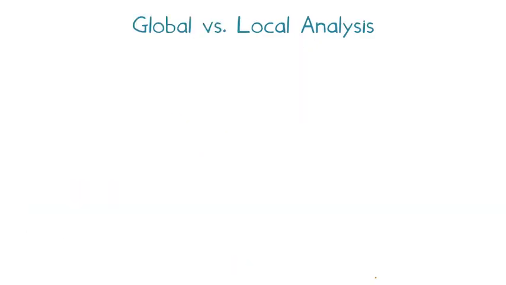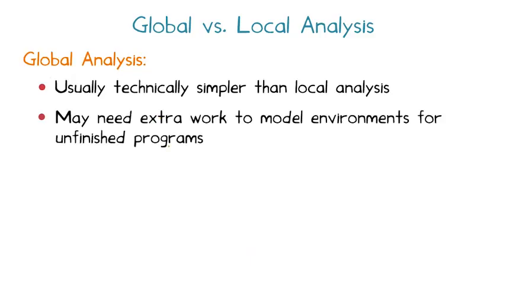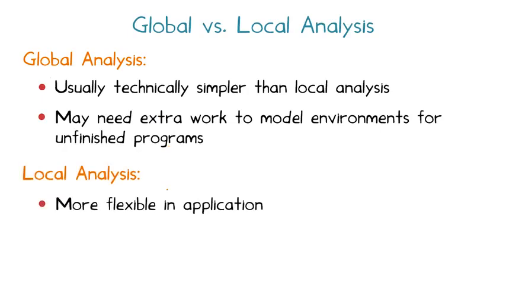Why do we have two kinds of type analyses? As usual, there are trade-offs between the two approaches that should be considered when deciding which one to apply. Global analysis is usually simpler than local analysis, as it assumes a model of the environment instead of inferring it itself. The drawback is that it may require a lot of extra engineering to construct models of the environment for partial programs. On the other hand, local analysis is more flexible.